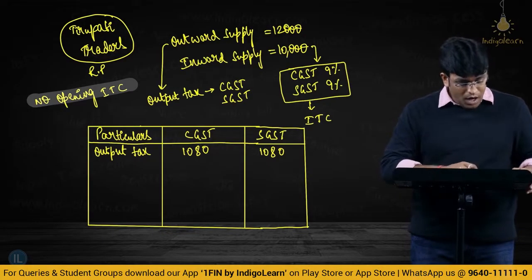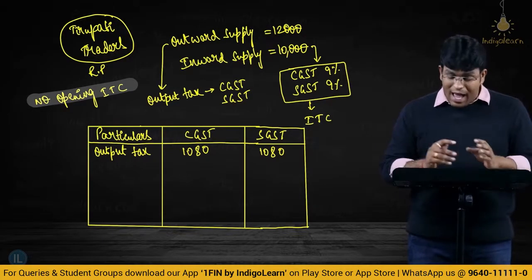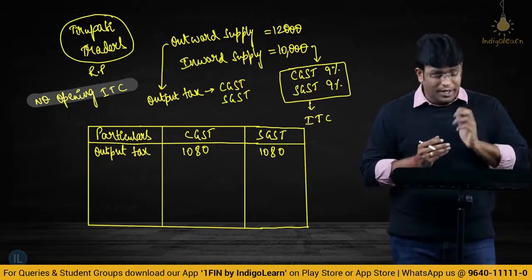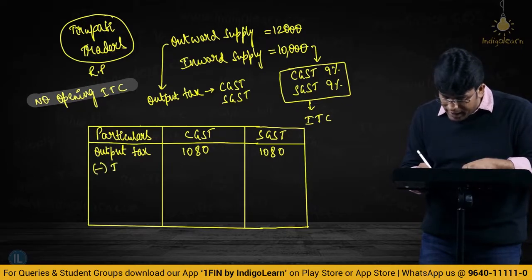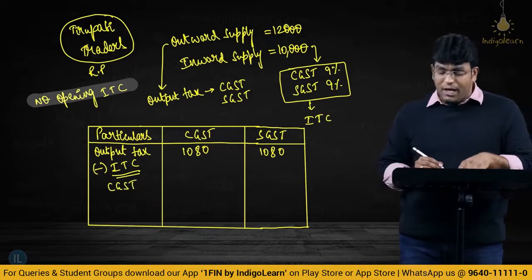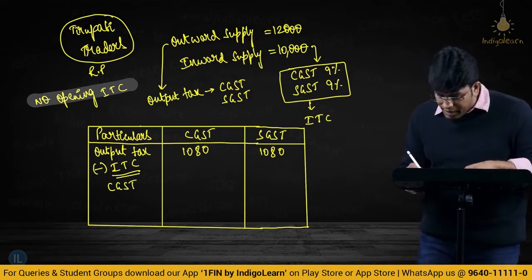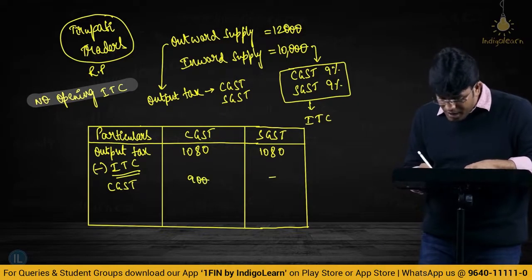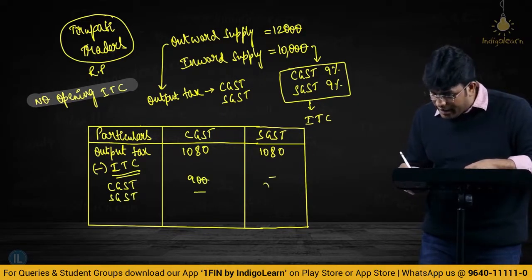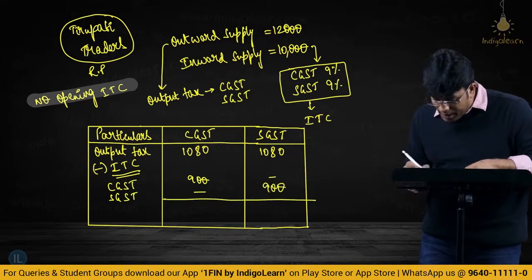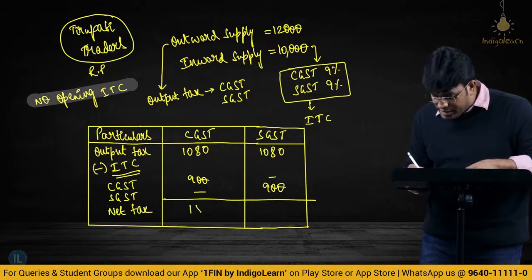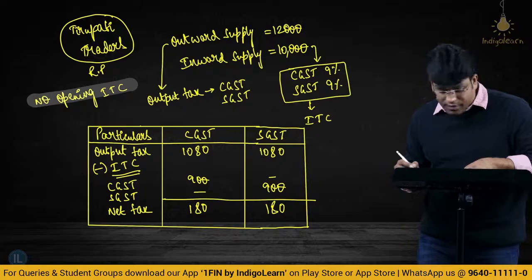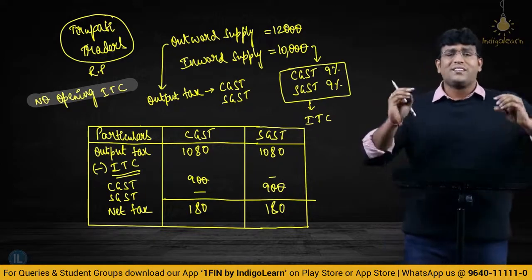Now, what are the credit figures I have? I have a credit of CGST. I have also a credit of IGST. Come on, friends. Now, what is the credit I have? If I reduce my input tax credit, what is the CGST credit I have? 10,000 into 9%, which comes to how much? 900. What is my SGST credit? 900. So if I look at my final figures, what is my net tax? My CGST will be 180, SGST will be 180. That's my net tax. Straight simple calculation.